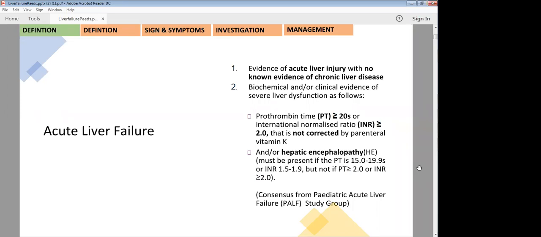Apart from that, I read from Sunflower that it is defined as a form of severe liver disease with onset of hepatic encephalopathy within 8 weeks. So there is a cut-off point, within 8 weeks from initial symptoms, and with exclusion of chronic liver disease. So CLD must be excluded to form a diagnosis of ALF.